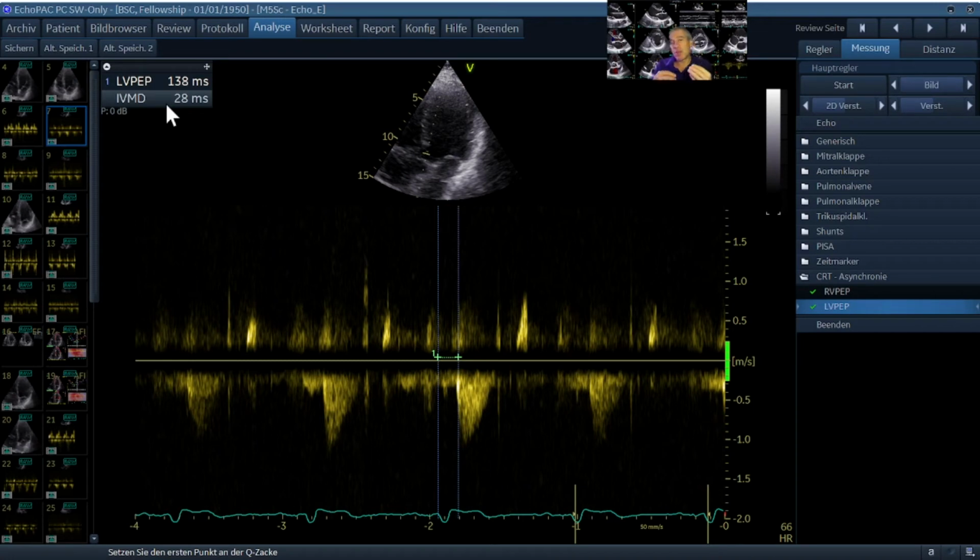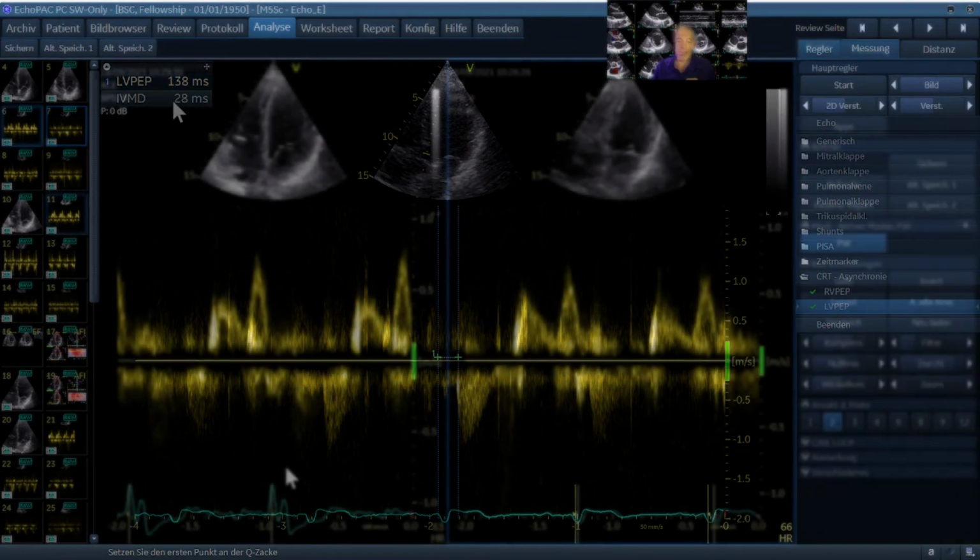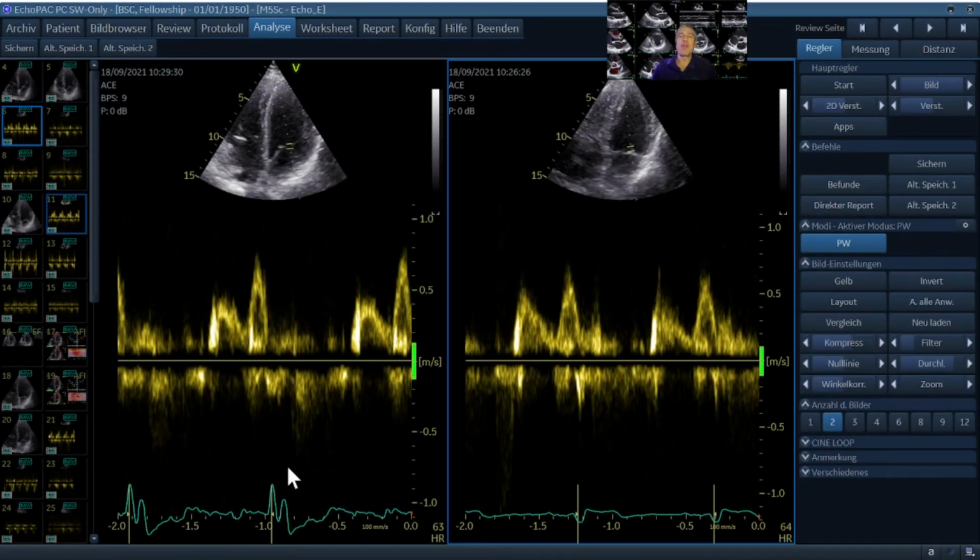So just by the simple Doppler method, you can also appreciate that you obtained some degree of resynchronization. It's of course not as exact as the 2D strain method, but if you don't have 2D strain available, that's a quick check of your CRT resynchronization effect. The last thing that I want to show you is the effect on transmitral Doppler.